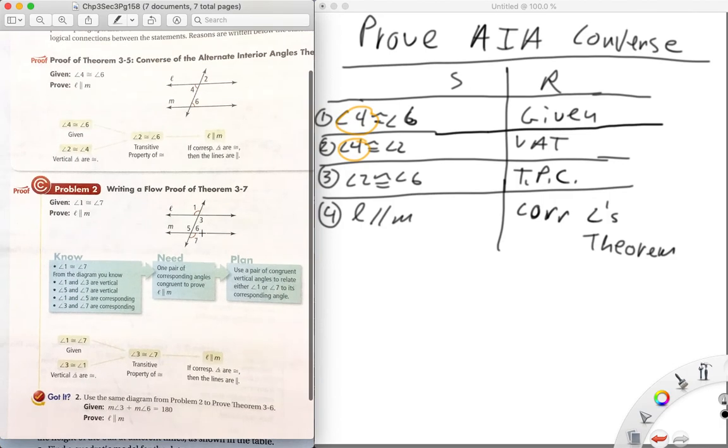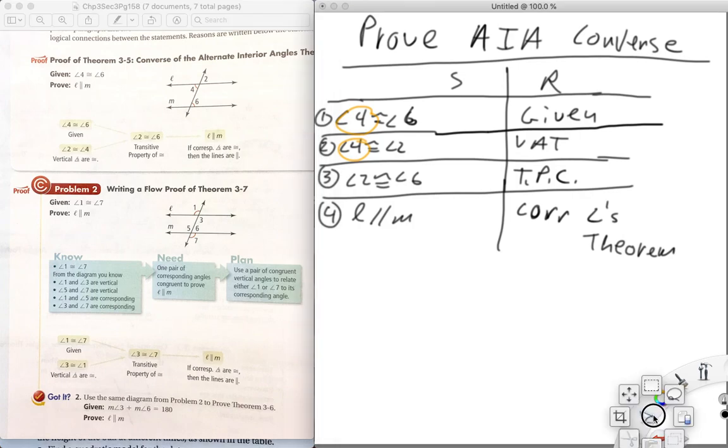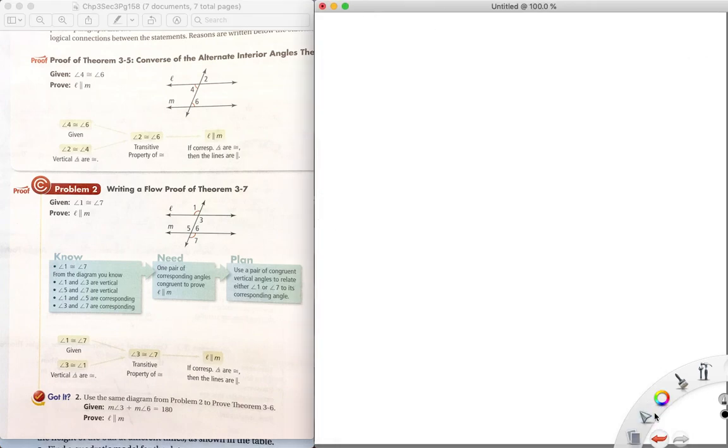A flowchart works really well if it's like 5 or 6 steps, but once you have proofs with 10, 12, 13, 14, 15 steps, it can get a little cumbersome, which is why I'm not a big fan.